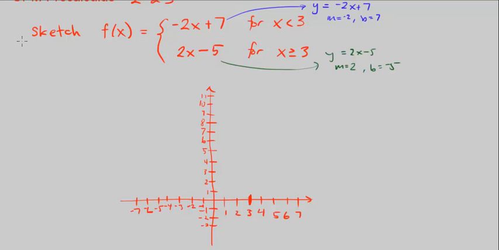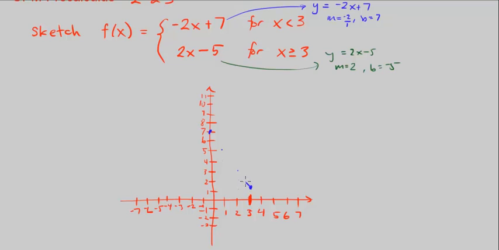Let's sketch them both. So y is equal to negative 2x plus 7. Remember that has the y-intercept here at positive 7, and the slope being negative 2, meaning the rise over the run, negative 2 over 1, right? So it's going to be rise negative 2, run 1. But we're only looking at values less than 3, so I'm going to see x is 3 right here, right?